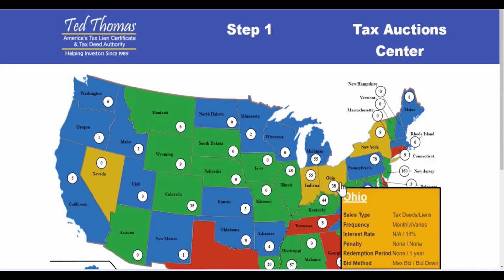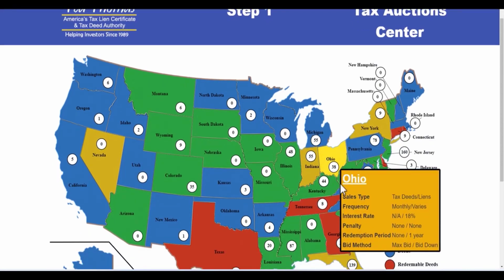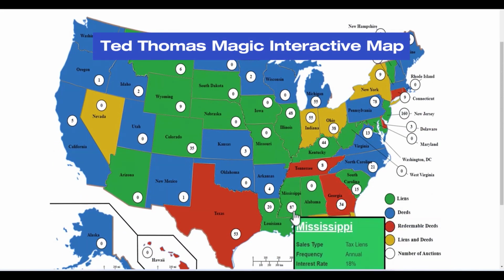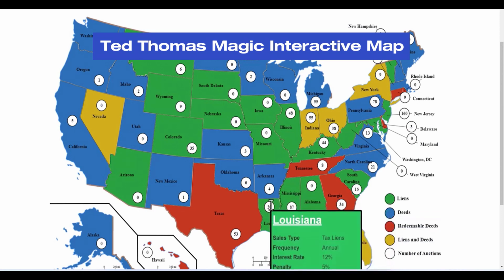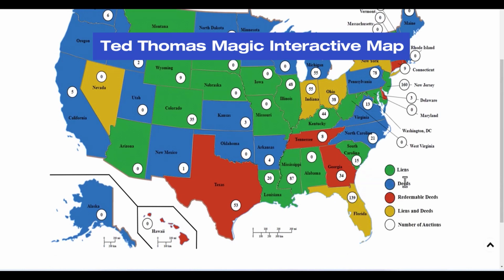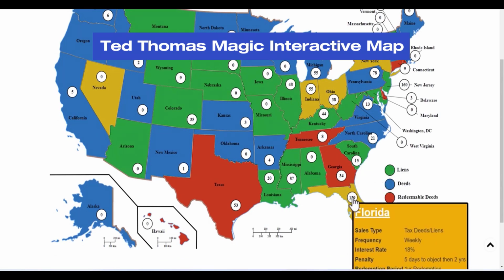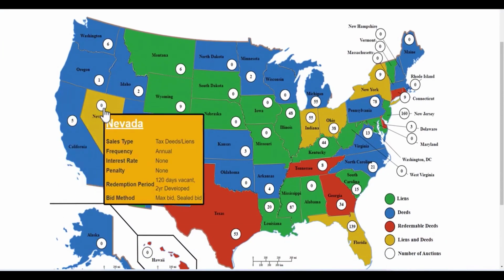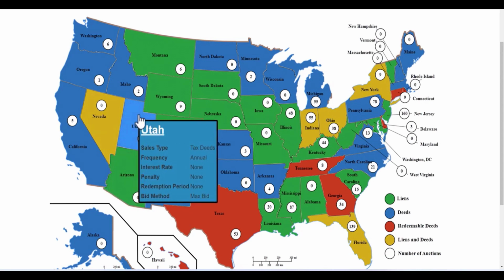You see those little white circles? That's how many auctions are taking place within that state in the next 90 days. This calendar updates every single day. I'm here today to show you how to make money. To do that, I'm going to show you briefly that there are thousands of tax defaulted real estate properties across the 3,000 plus counties in the United States.